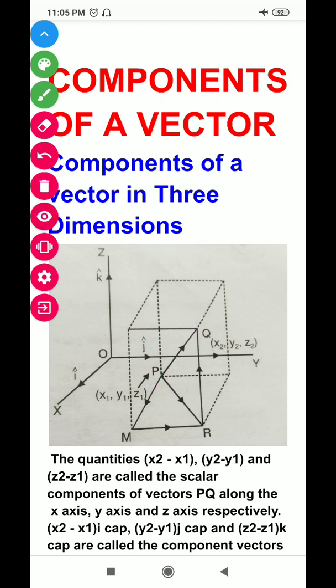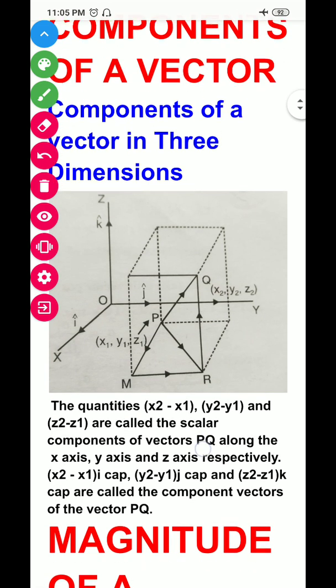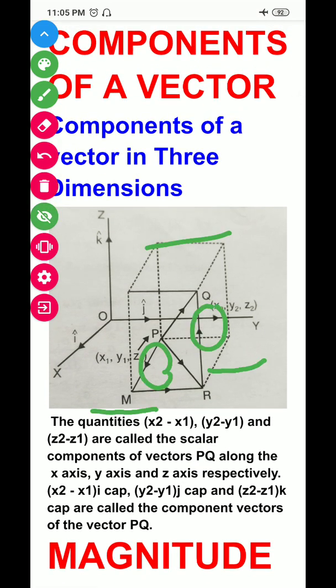So students, for that the quantities x2 minus x1, y2 minus y1 and z2 minus z1 are called the scalar components of vector PQ along the x-axis, y-axis and z-axis respectively. x2 minus x1 i cap, y2 minus y1 j cap and z2 minus z1 k cap are called the component vectors of the vector PQ.